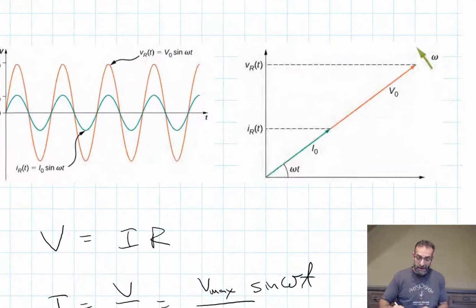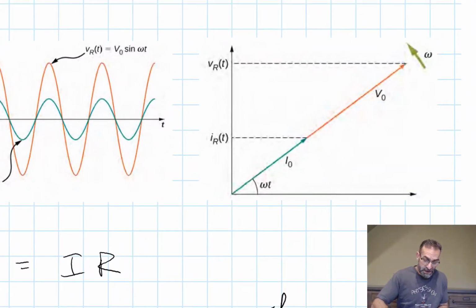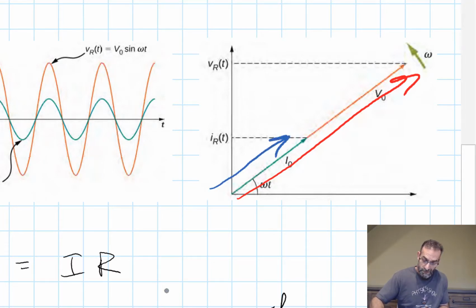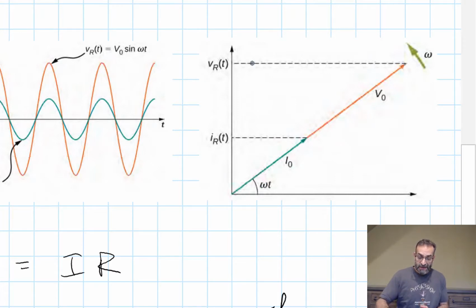So in a phasor diagram, we draw the voltage with this orange line here, and the current with that blue arrow, and they point in the exact same direction. They are said to be in phase. When one hits its maximum value, the other one hits the maximum value also. And the projection of those vectors onto the vertical axis gives us the value of the voltage across the resistor at that instant in time, or the value of the current through the resistor at that instant in time.